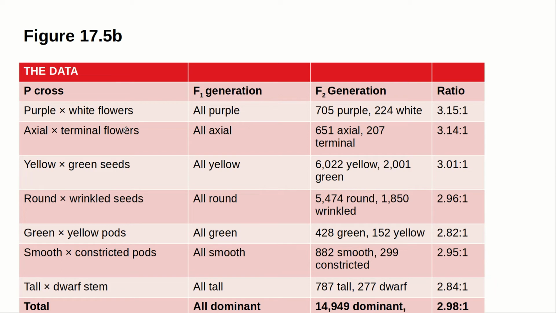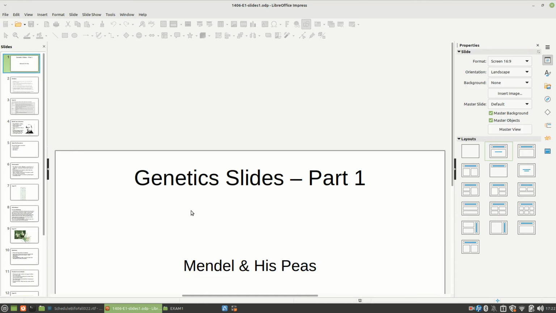All right, here are actual numbers that, when you cross a purple flower and a white flower, in the case of Mendel anyhow, this is the result you would get. And notice you don't get 1 to 1, you don't get 1 to 2, it's 1 to 3.15. Now why would that be? Well, we're going to learn exactly why we get these ratios. All right, and that is it for the first set of PowerPoint.